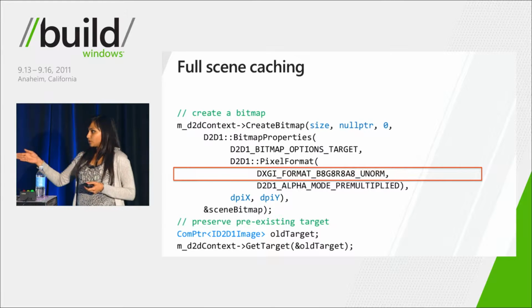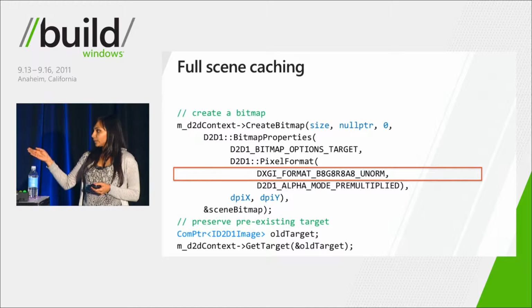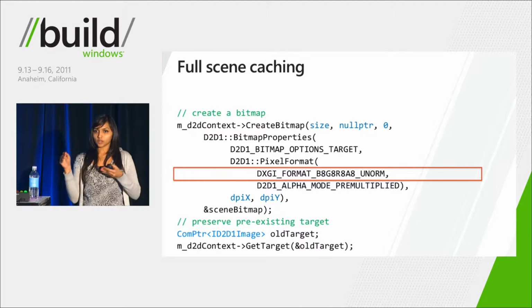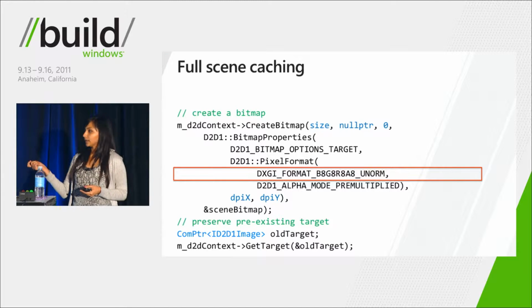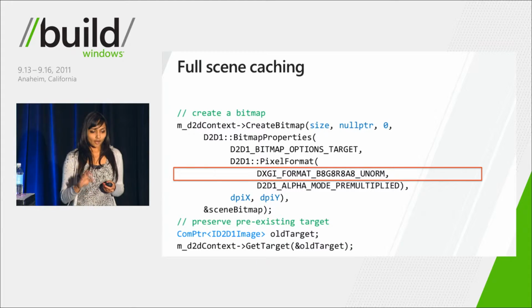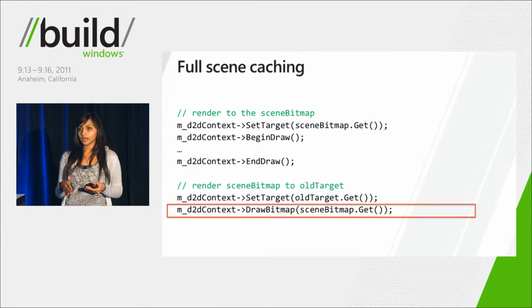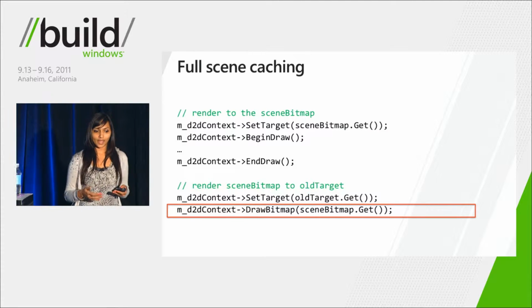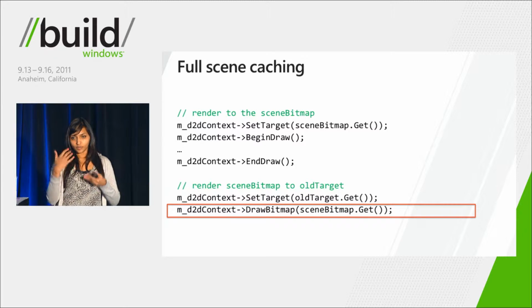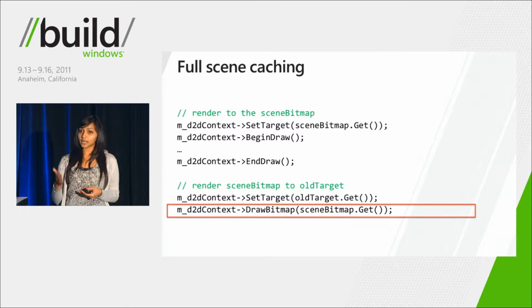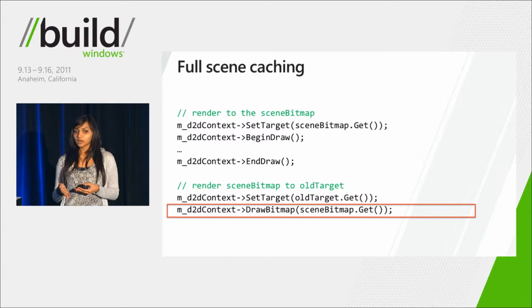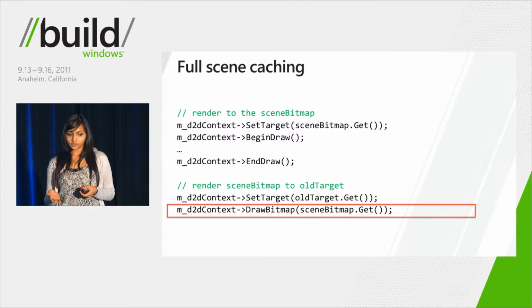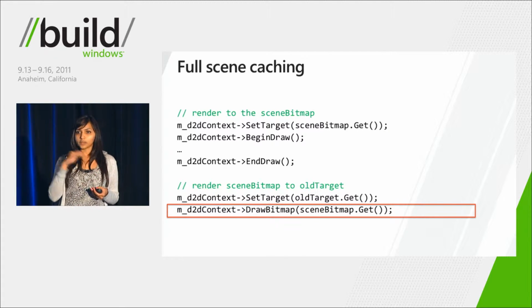So here, once I've created my bitmap, I save the contents of my current bitmap, which is associated with the display. In this case, I'm calling it the old target. After saving that, I set the target to the bitmap that I just created, which I'm calling the scene bitmap, and then do all the drawing between BeginDraw and EndDraw. Once I'm done with drawing, I set the target back to my old target, which is associated with the display, and then instead of drawing all the primitives, I simply draw the bitmap again.